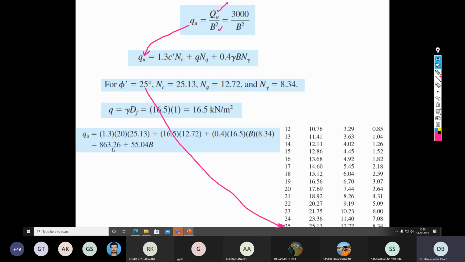So you will get another form of equation, 863.26 plus 55.04 in terms of B value. So substitute the same equation or equate. So 3000 by B square is equal to qu, which is nothing but 863.26 plus 55.04 into B. Then simplify this equation, and then what you get is the B value, approximately 1.8 meter.